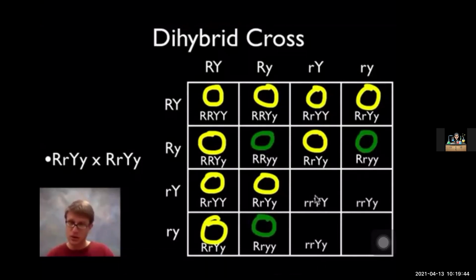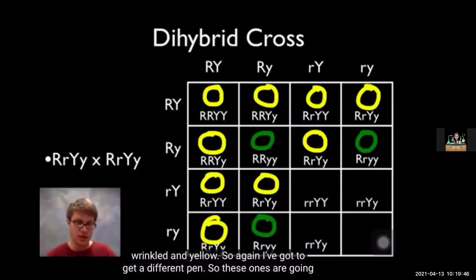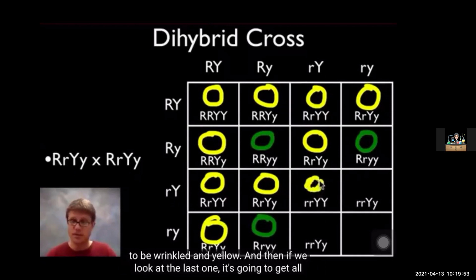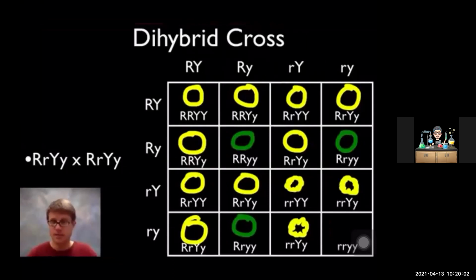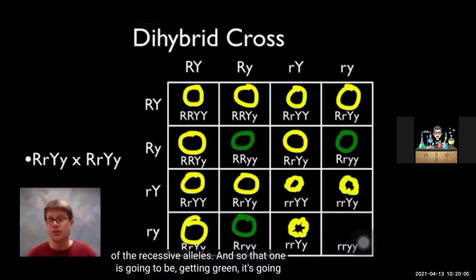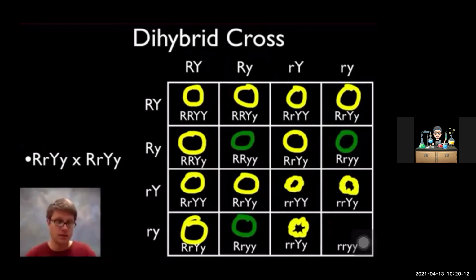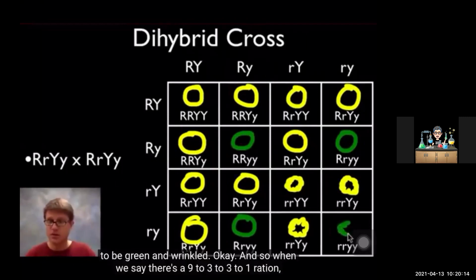So these ones are going to be wrinkled and yellow. So again, I got to get a different pen. So these ones are going to be wrinkled and yellow. And then if we look at the last one, it's going to get all of the recessive alleles. And so that one's going to be green. It's going to be green and wrinkled.